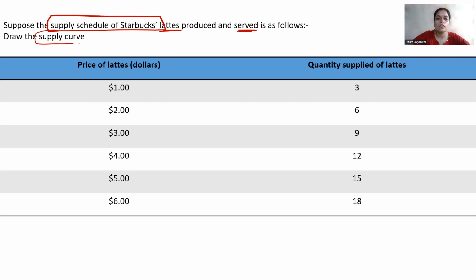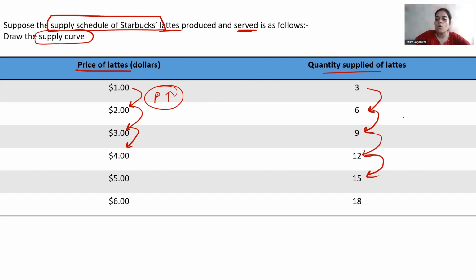So we need to draw the supply curve. This is the price of lattes in dollars, and this is the quantity supplied of lattes. One feature of this schedule is when the price increases from $1 to $2, $2 to $3, $3 to $4, and so on, that is, price is increasing, the quantity supplied also increases from 3 to 6, 6 to 9, from 9 to 12, and so on. So when the price rises, quantity supplied also increases.